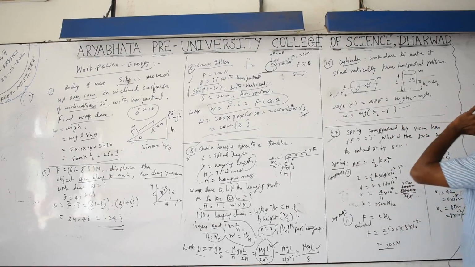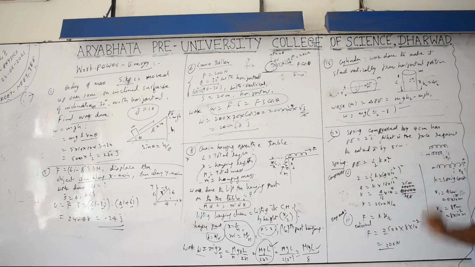Next, 22nd question. A spring compressed by 4 centimeters has potential energy equal to 2 joules. What is the force required to extend it by 8 centimeters? Two different cases. First case is compression, second case is expansion. But compression and expansion formulas are the same, only the values given are different.